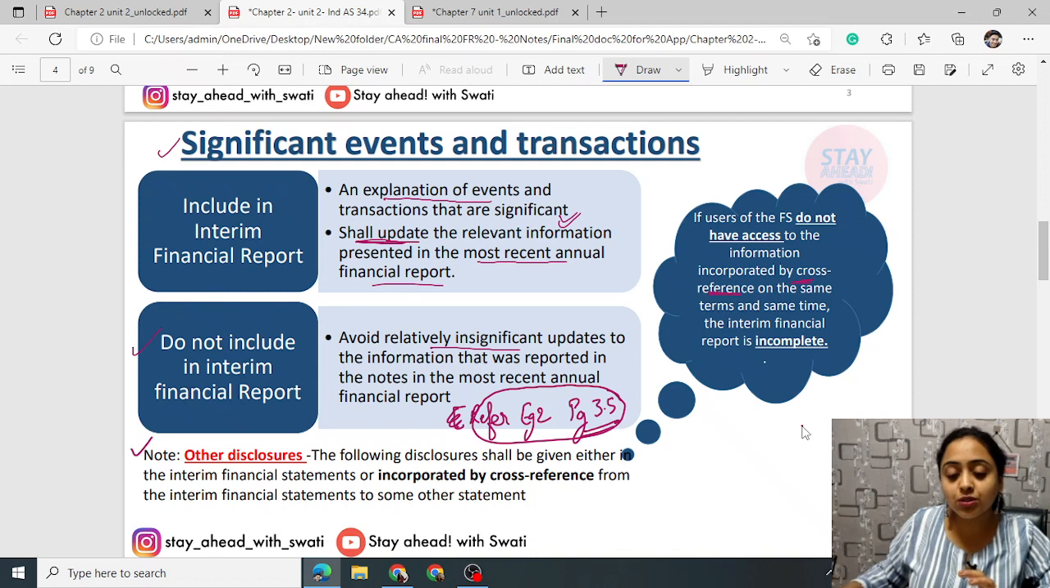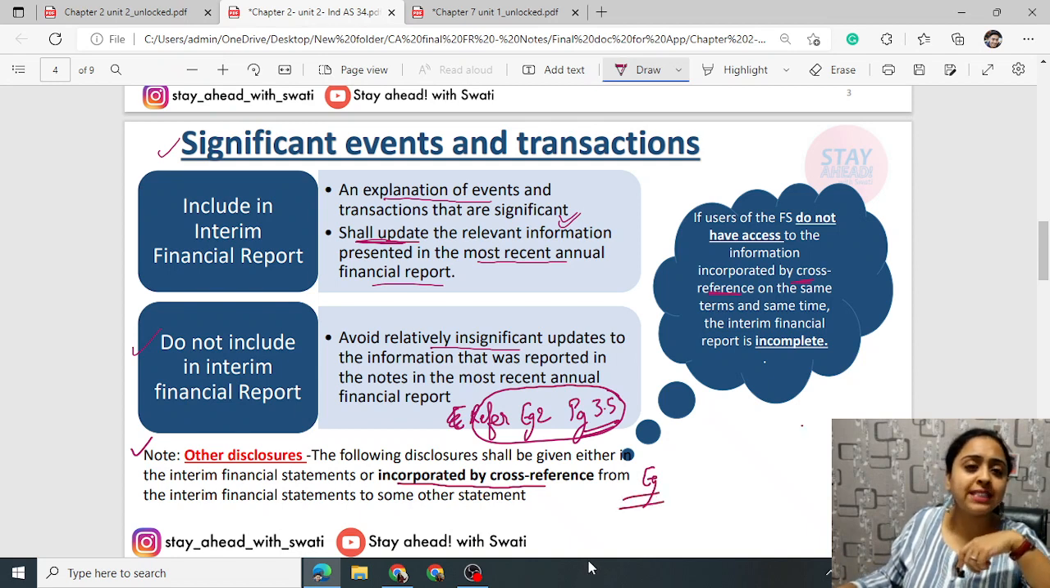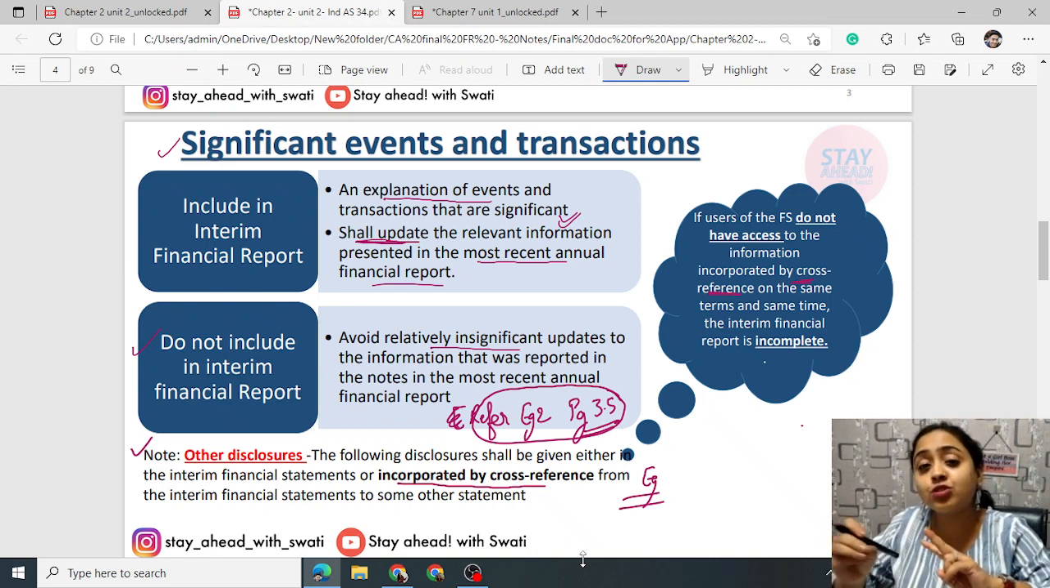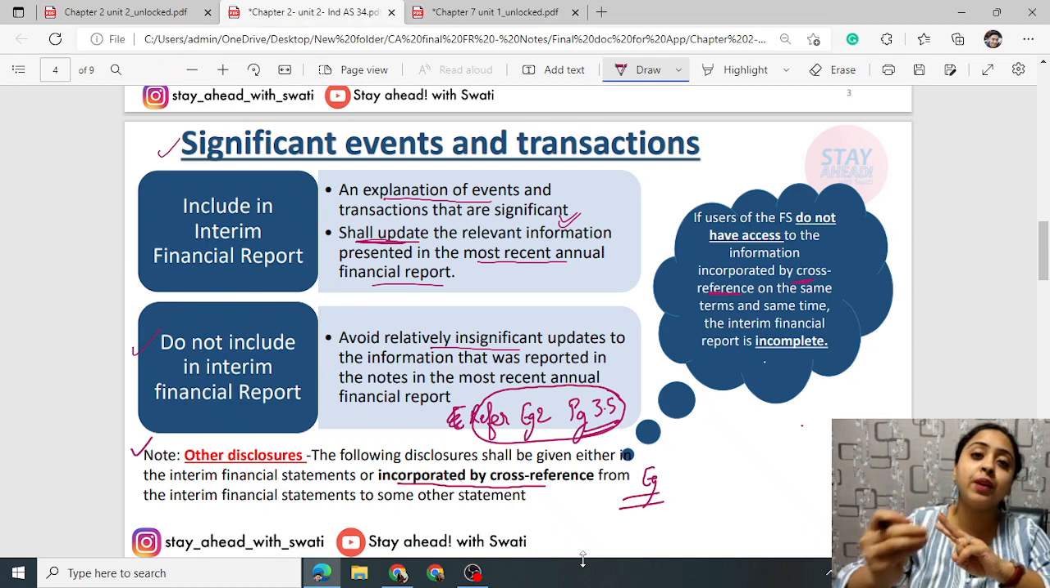Note, other disclosures. The following disclosure shall be given either in the interim financial statements or incorporated by cross reference. In simple terms, if I want to give you any sort of example, I should either write the whole example over here or mention it in the next slide, or I can put it by cross reference. But a cross reference will be considered complete only when the user has access to that particular material from which it should be cross referred.